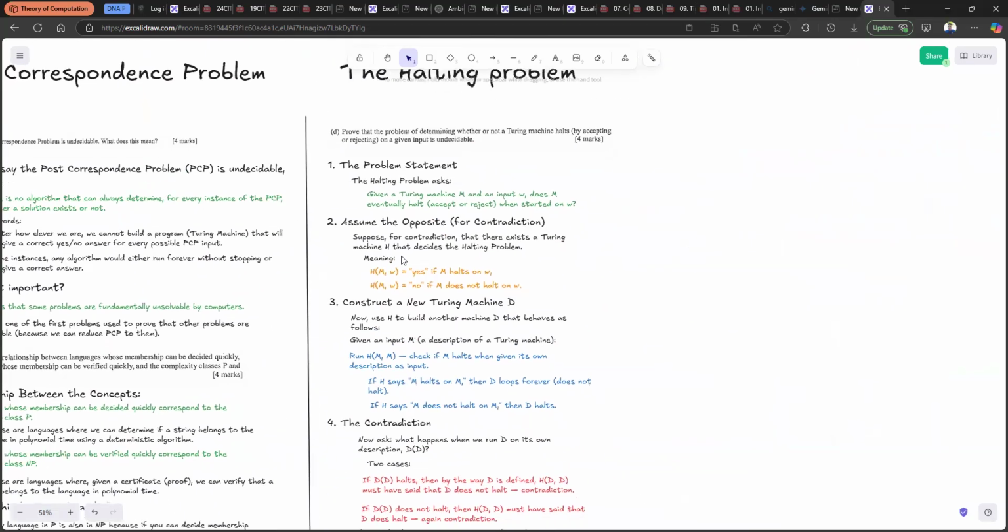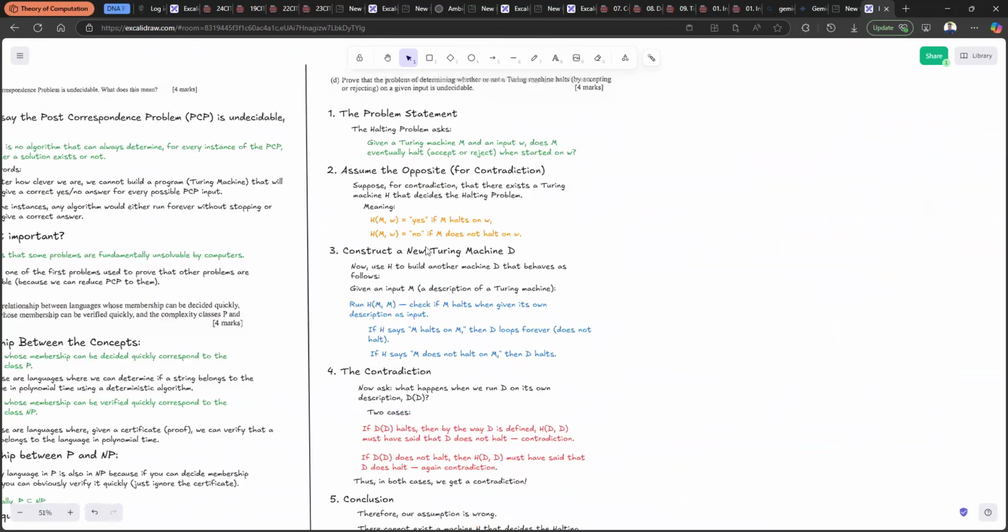So for the halting problem, we're given a Turing machine M, so this is what the question asks. We're given a Turing machine M and an input W, and we need to find out: does M eventually halt on W? Right? So this is where we go with proof by contradiction. We first assume that it would halt. So yes if it halts, no if it doesn't halt.